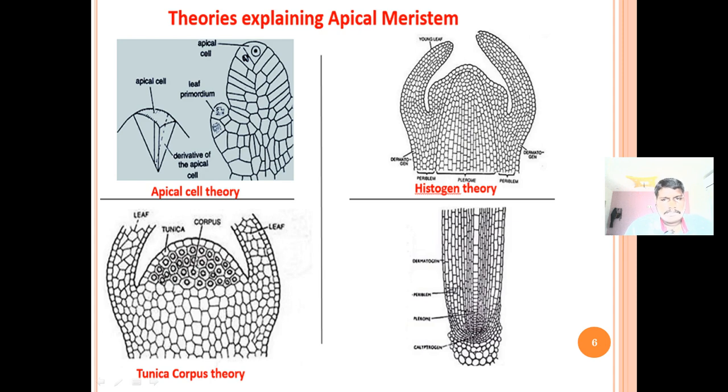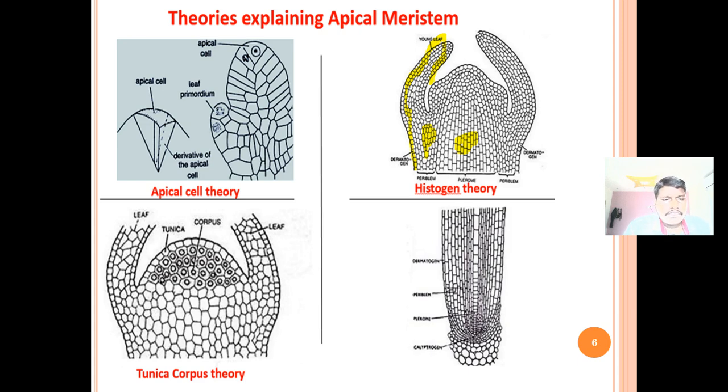The second theory is the histogen theory, proposed by Hanstein. In this theory, three distinct zones are present in the meristem. One is the dermatogen, another is the periblem, and another is the plerome. The dermatogen region will form the epidermal system. Then the periblem region will form the cortex, and the plerome region will produce the stele. Okay, so this theory is only applicable for the root apex. This is not true for the shoot apex.